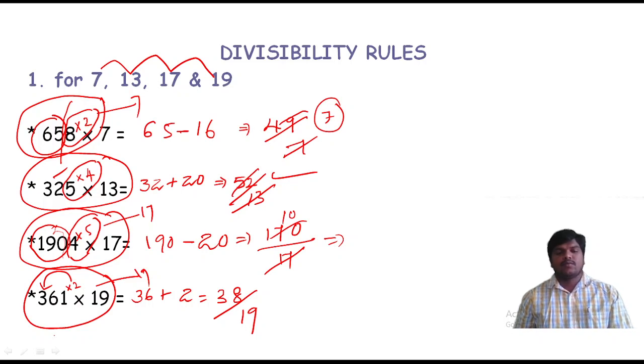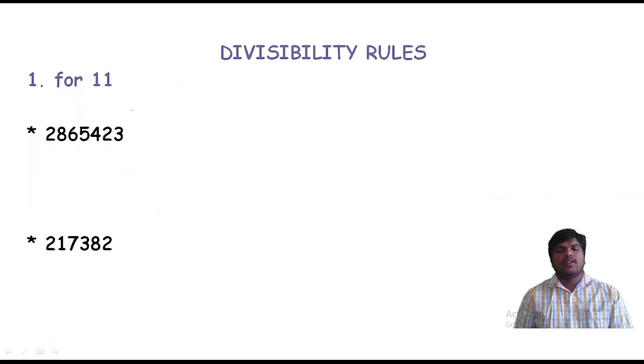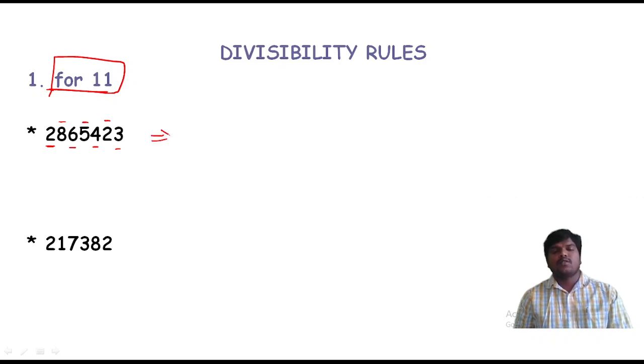Okay, let us go for another. Then 11. For a number to be divisible by 11, we need to check the odd place numbers and the even place numbers. Right? So the difference between the odd place numbers and the even place numbers, whether it is 0 or divisible by 11, then the whole number is divisible by 11.